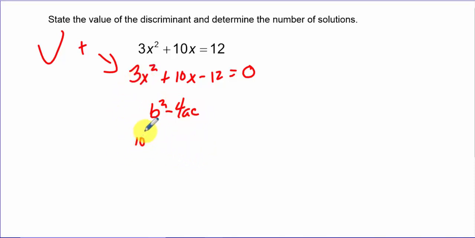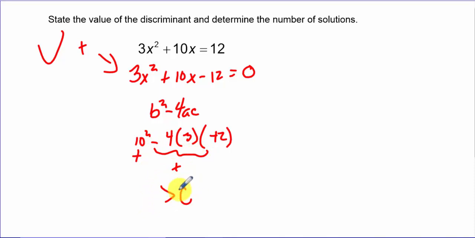I have 10 squared minus 4 times 3 times that negative 12. Whoops, 12. And you'll notice that this term is positive, and this whole term right here is positive, so it's going to be greater than 0. I don't even care what its answer is going to be. All I know is the discriminant is greater than 0, therefore 2 solutions for x-intercepts.